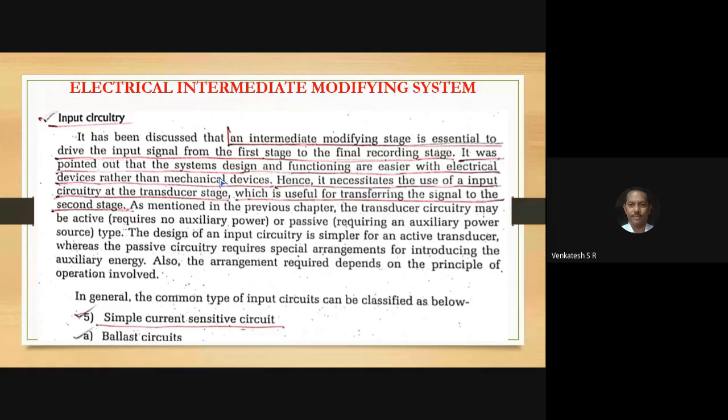Below that write down number 1, input circuitry. Below that write down simple current sensitive circuit. Below that write down subdivision A. Balance circuit.